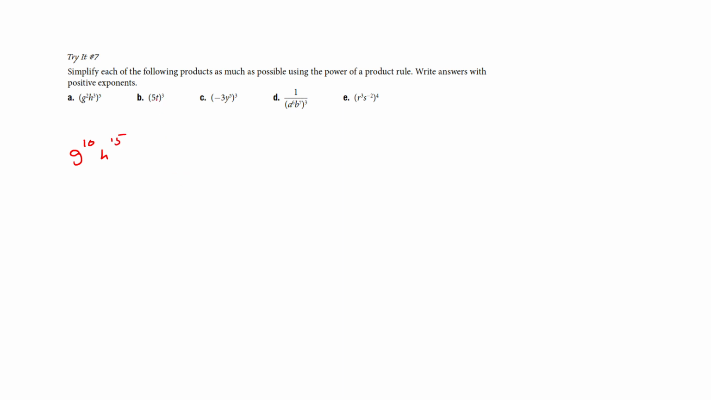Now this would become 5 to the 3rd, which turns out to be 125. Oh wait, does it? Yeah, it does. And then t to the 3rd. Now I'm giving this negative 3 a cube, so that'll become negative 3 to the 3rd, which is negative 27, and y to the 15th, power to a power. Here I'd give that cube to both of these. I'd get a to the 18th, b to the 21st. Give this 4 to each of them.